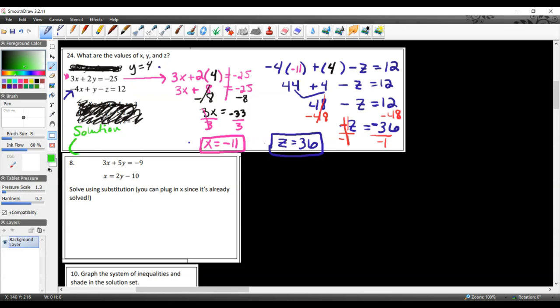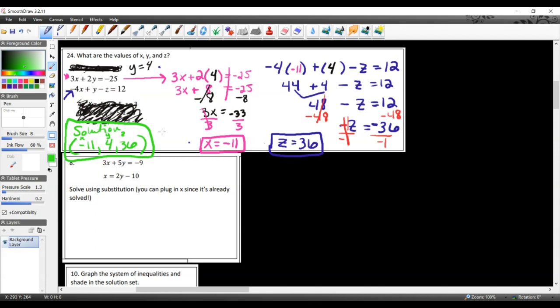Start with the parentheses, and x goes first. So I'll put a little x up here. So it's going to be negative 11, comma, y is next. So I'll put a little y up here, 4, comma, and then we have z, which is 36. So this would be our solution to this particular system of equations, okay?